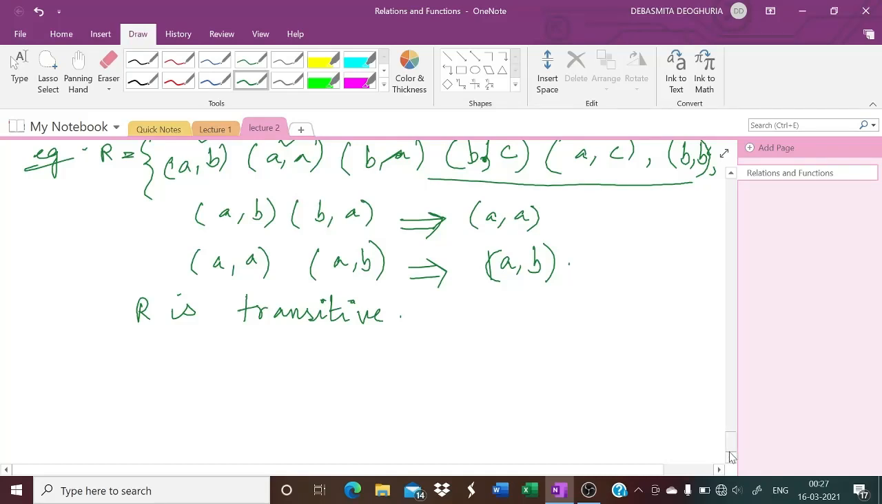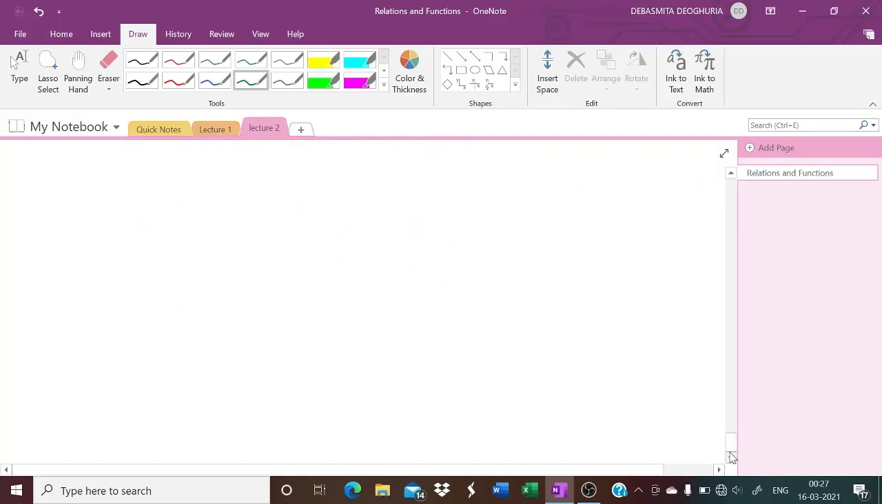So next, let me do the third type, that would be equivalence relation, which is very easy. An equivalence relation is defined as a relation which is reflexive, symmetric as well as transitive. If a relation satisfies all three conditions, then we can call it an equivalence relation. Okay.